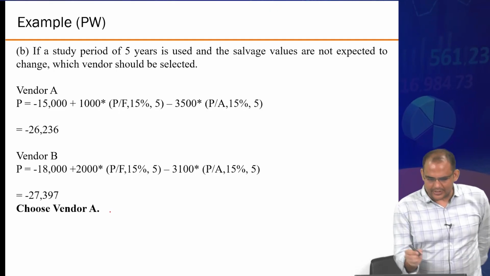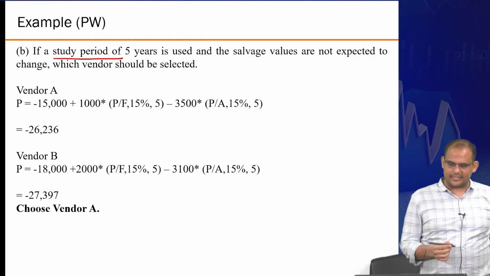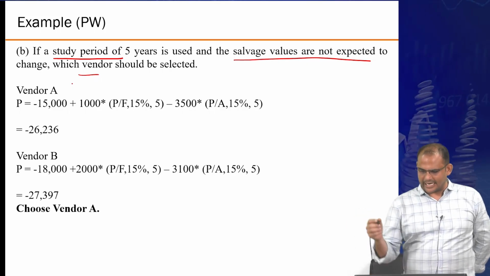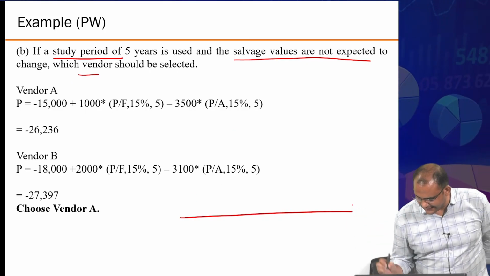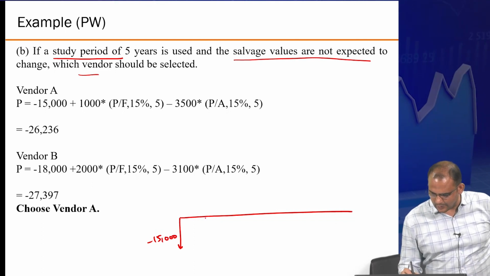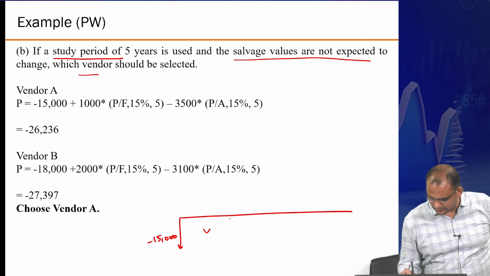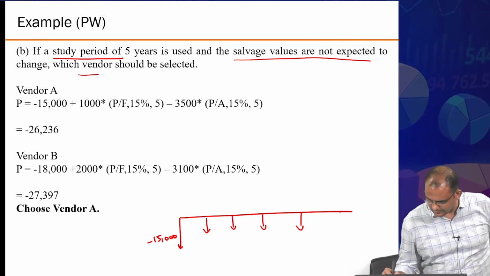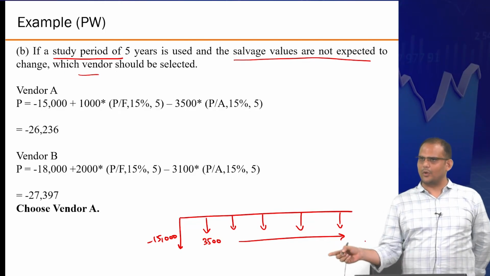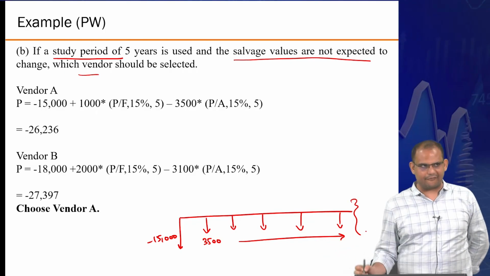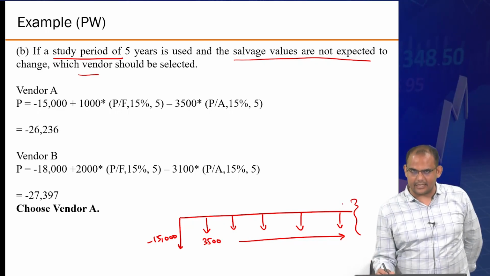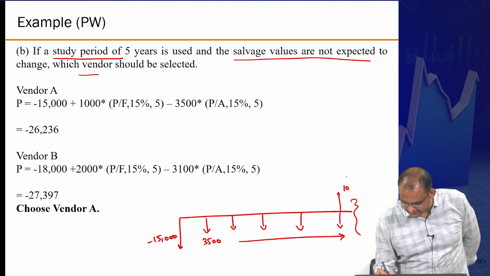Now, suppose I give you that a study period, or in this case, the planning horizon is 5 years and the salvage values are not expected to change. Which vendor should be selected? Can you help me draw this cash flow series of vendor A? What is the initial amount? 15,000. How many payments of A? This is 3,500. Should there be more? You are dealing with only a planning horizon of 5 years, right? What is the salvage value? 1,000. Is it? Where does it occur? 6th year. Salvage value should be coming at 6th year.